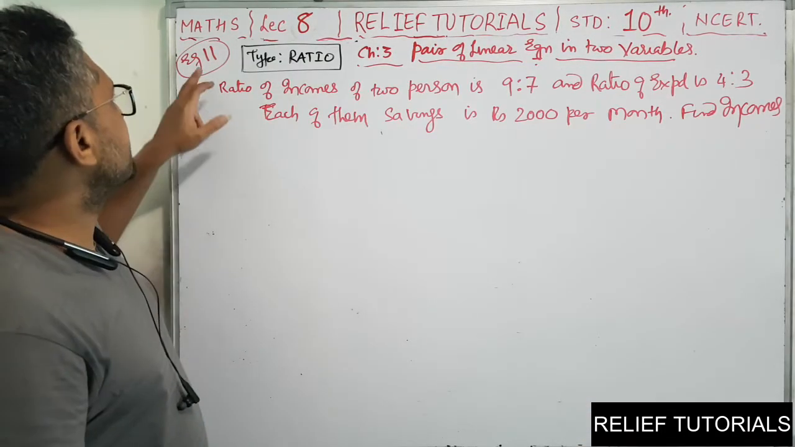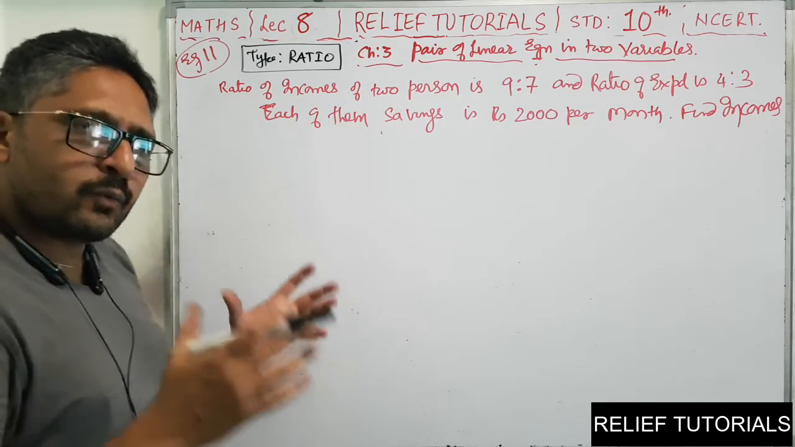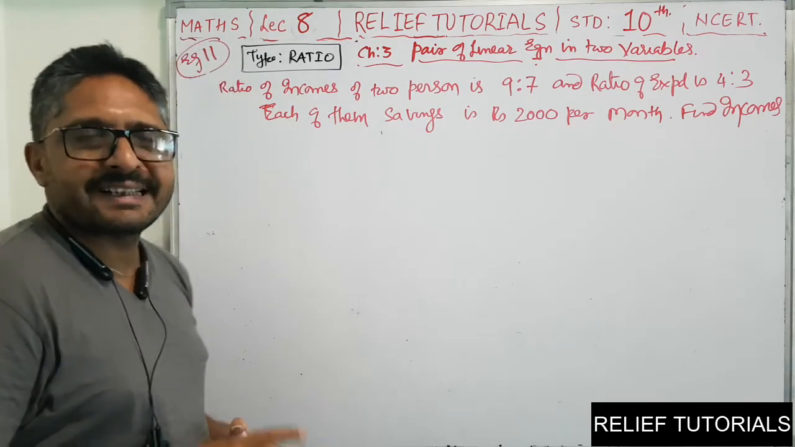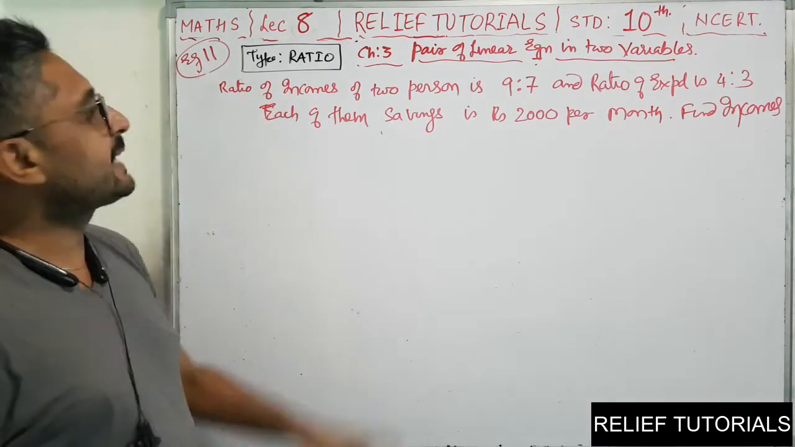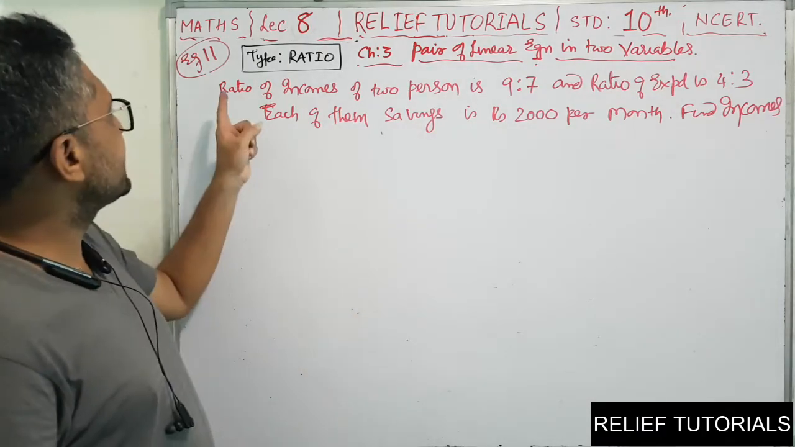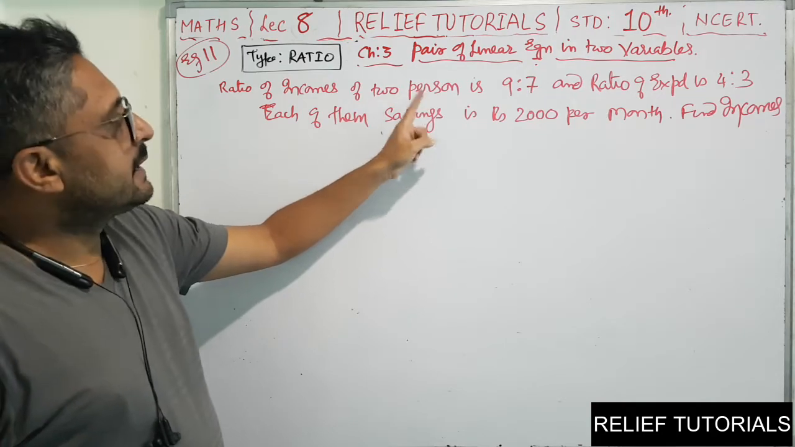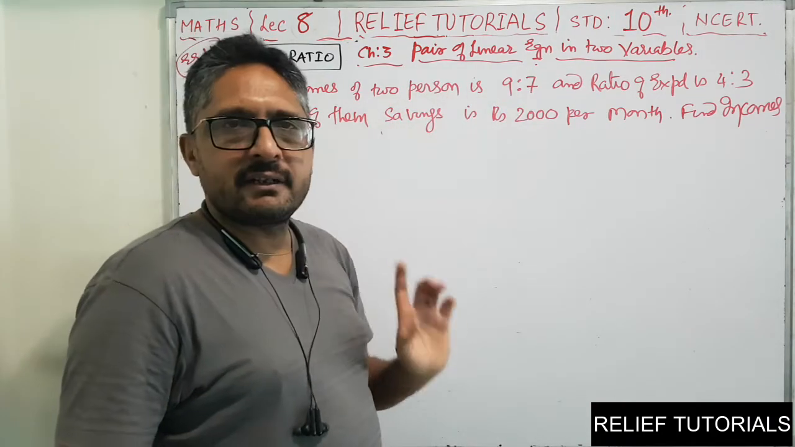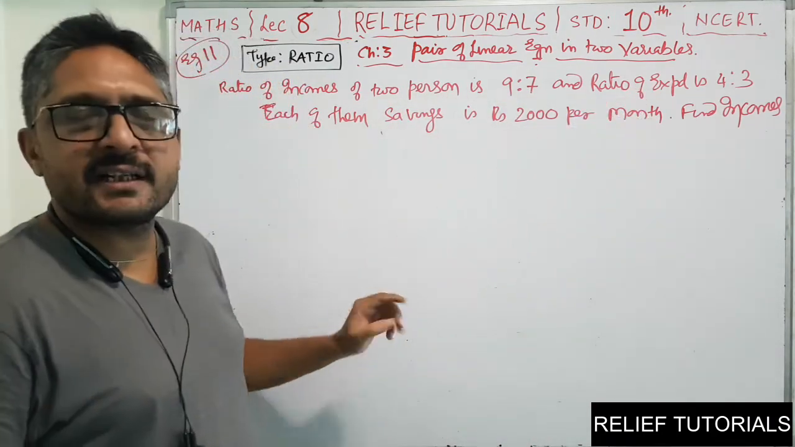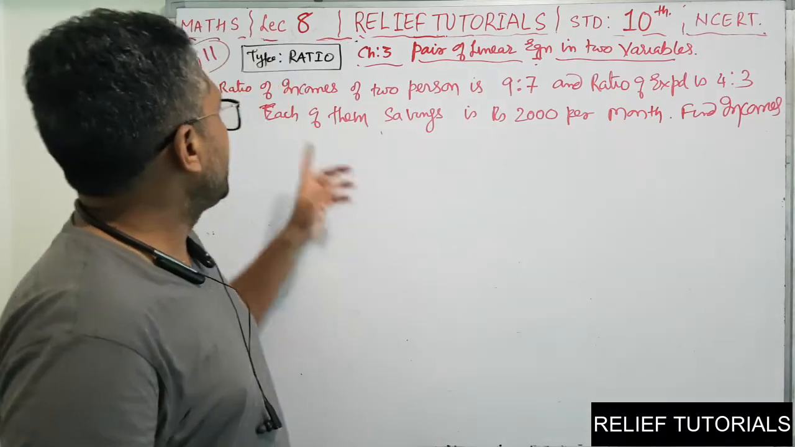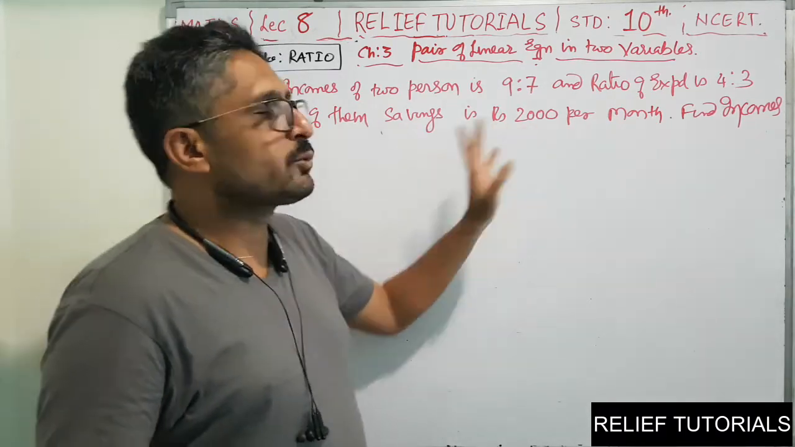See friends, now we will discuss example 11. There is only one problem of this type in your textbook, that is example 11. Type is ratio. Here it is given the ratio of incomes of two persons. The ratio of their income is 9:7 and the ratio of their expenditure is 4:3. Now each of them saves rupees 2000.